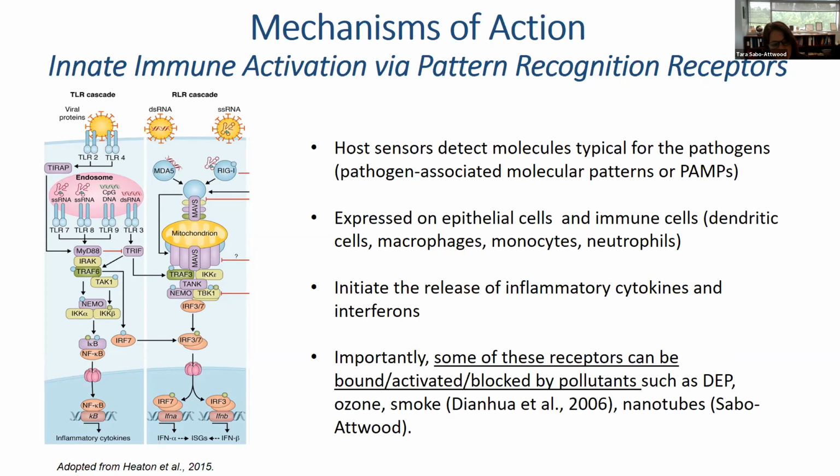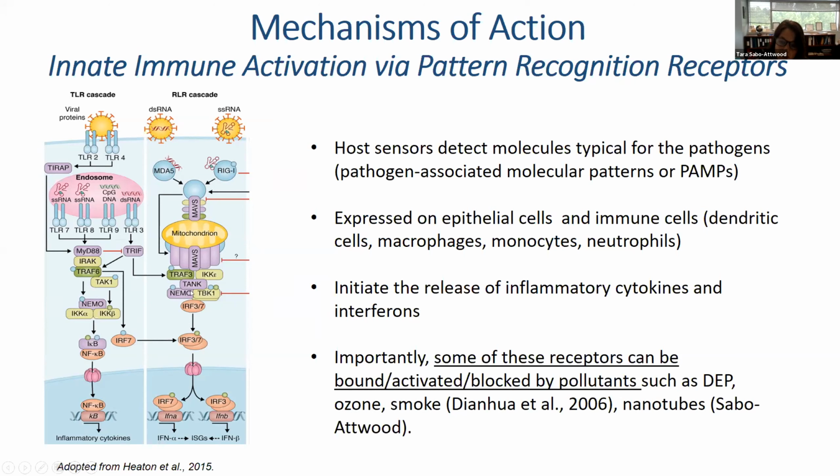What's really unique about these receptors is that they interact with specific moieties of microbes, such as viral proteins or viral DNA or RNA material. These are called PAMPs, pathogen-associated molecular patterns. Some of these receptors are located on plasma membranes and others on cellular endosomes, and components of the RLR cascade work through the mitochondria. These receptors are expressed on epithelial cells and immune cells, and once they're activated, they end up releasing a lot of inflammatory cytokines and interferons, and in the case of viruses, antiviral proteins.